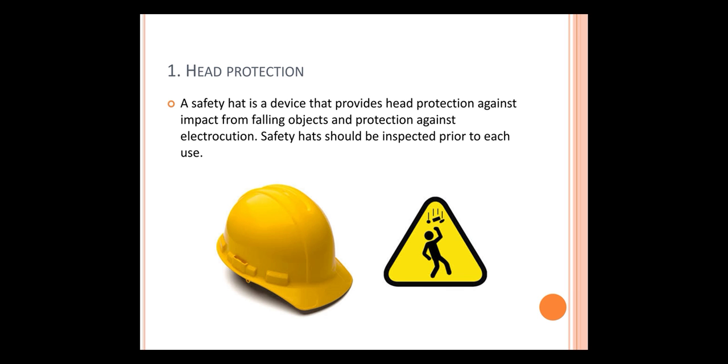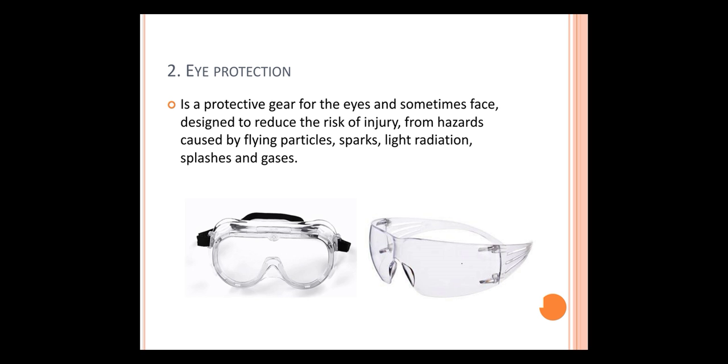Head protection. A safety hat is a device that provides head protection against impact from falling objects and protection against electrocution. Safety hats should be inspected prior to each use. Next is the eye protection. It is a protective gear for the eyes, sometimes designed to reduce the risk of injury from hazards caused by flying particles, sparks, light radiation, splashes, and gases.